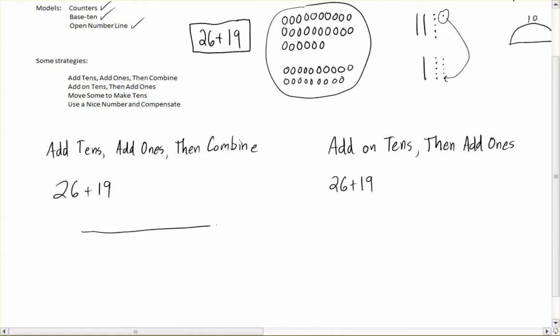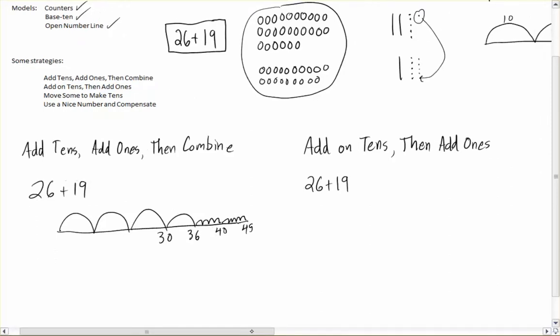On an open number line, I'm thinking about going 20 and then going another 10, so that gets me to 30. And then I'm going to go 6 to get to 36. And then I'm going to go another 9, and maybe I need to think about that as 1, 2, 3, 4 to get to 40, and another 1, 2, 3, 4, 5 to get to 45.